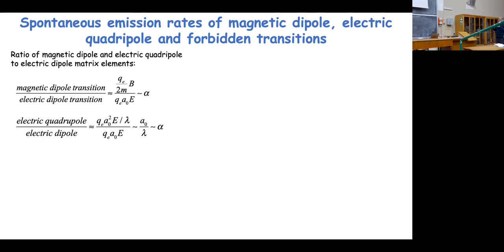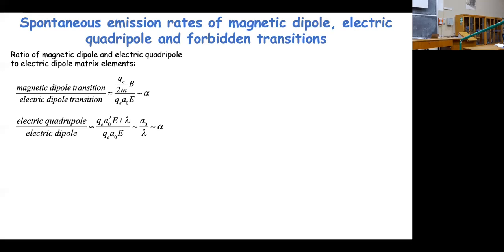What I show you here is a ratio between a magnetic dipole and an electric dipole. The magnetic dipole is the product of the magnetic moment, Q over 2m, times B, and the electric dipole is Q a0 times E. If you look at the ratio of these quantities, you find alpha. The magnetic dipole transition has an amplitude alpha times smaller than for an electric dipole. When you take the square of this matrix element, you find alpha squared. So the magnetic dipole transition, when the spin decays from one level to another, is intrinsically alpha squared times smaller.